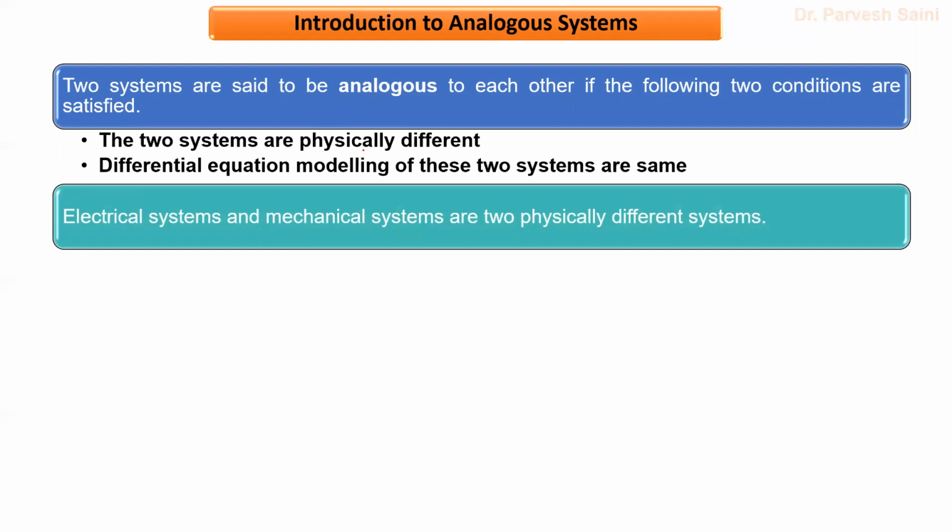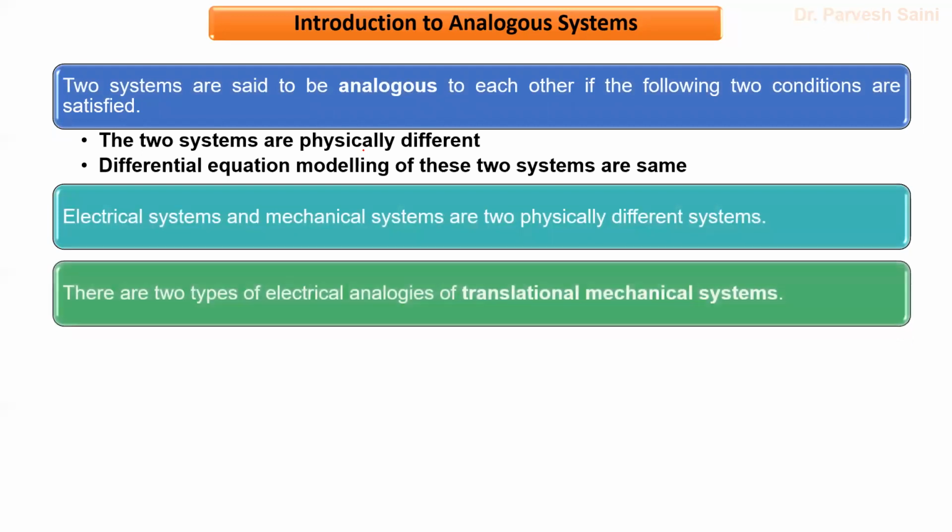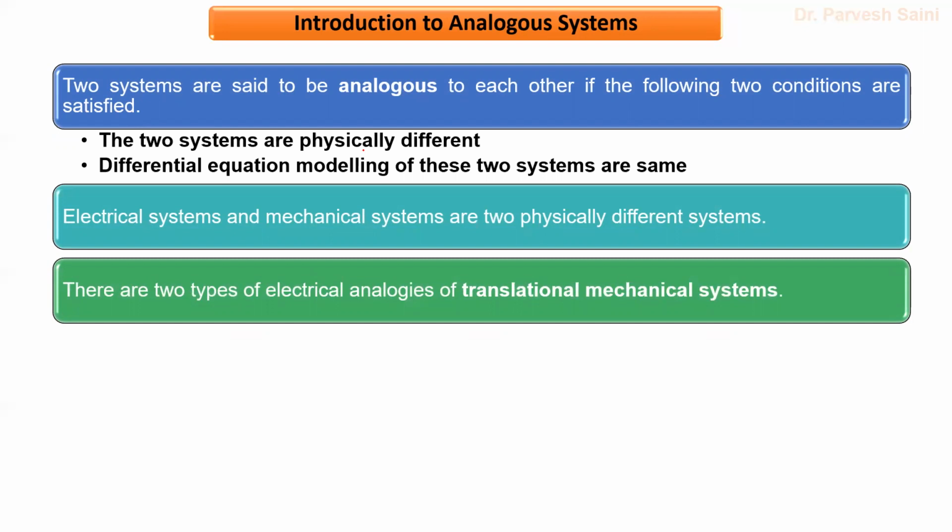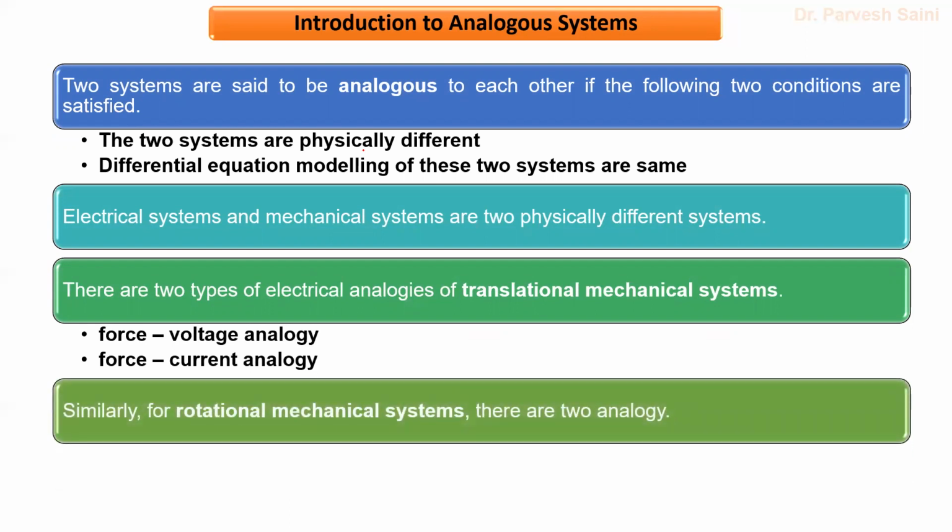For example, electrical and mechanical systems are two physical systems which are different from one another. So we can set a particular analogy between electrical and mechanical systems. Since we have two types of mechanical systems, translational mechanical systems and rotational mechanical systems, for translational we have two types of analogies, that is force voltage analogy and force current analogy. Similarly, for rotational mechanical systems, again we have two types of analogies, which are torque voltage analogy and torque current analogy. So let us try to understand all these one by one.